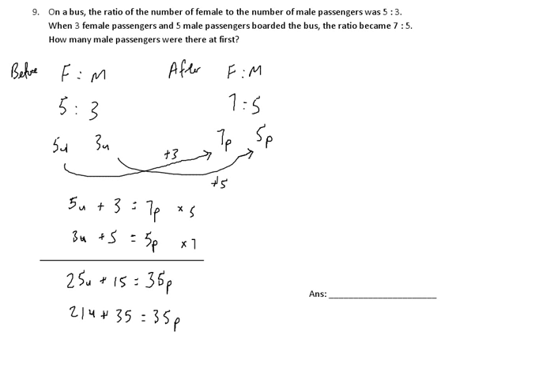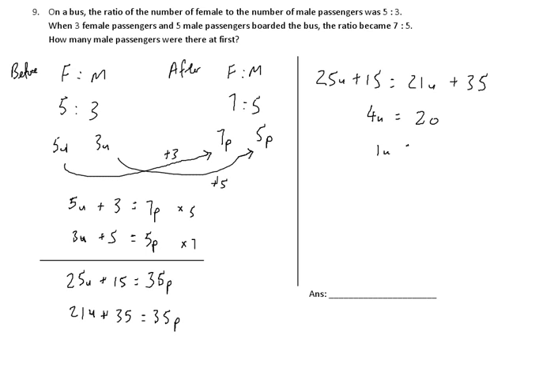Okay, now from this, I can do the next step. Charlotte, tell me. Equals to 21 units plus 35. What's the next step, Jack? 4 units equals to 20. 1 unit equals to 5. Is it? Correct one. Right.